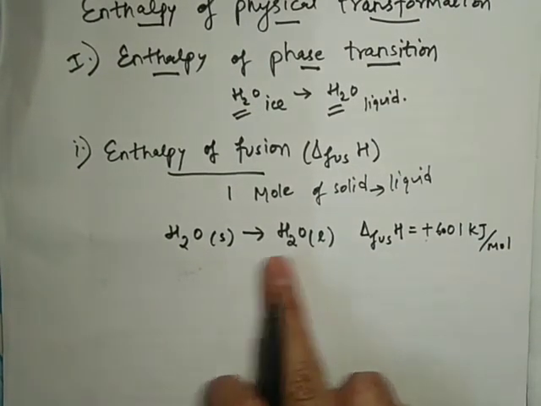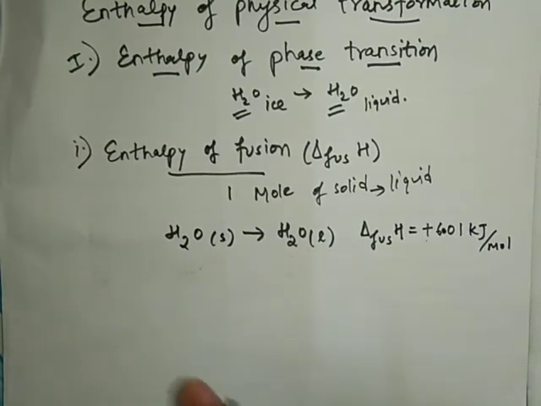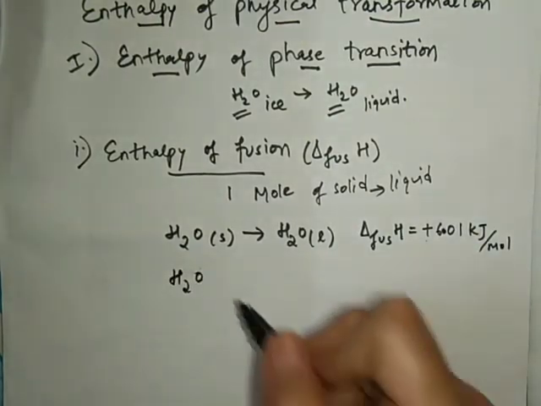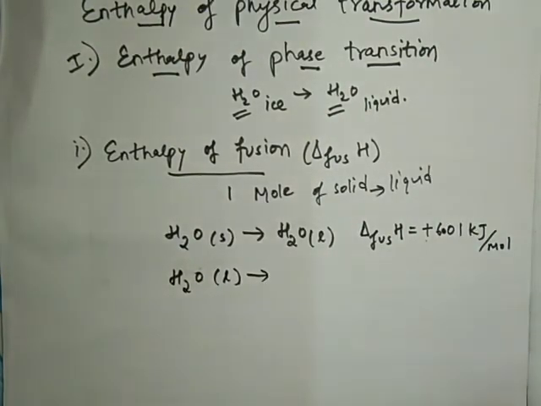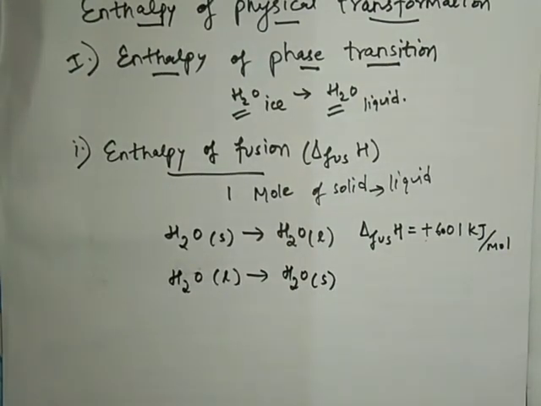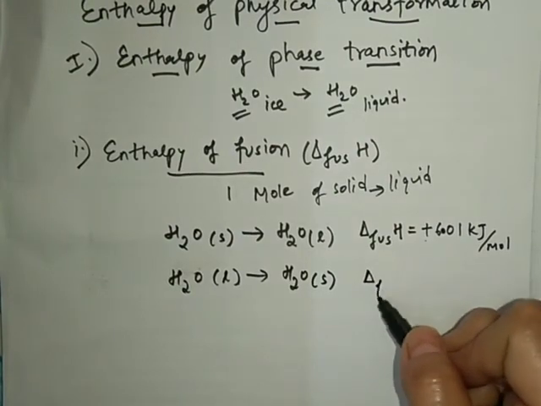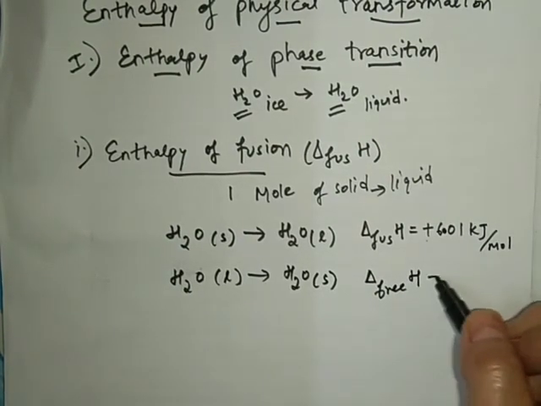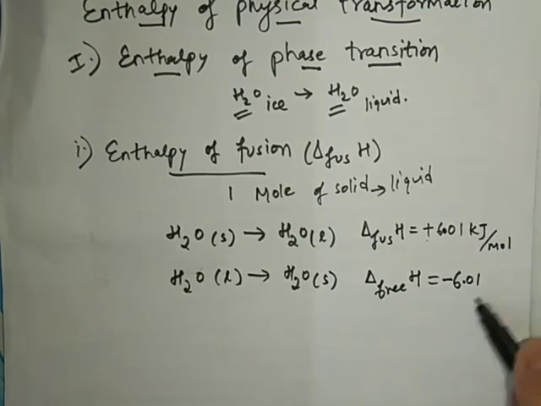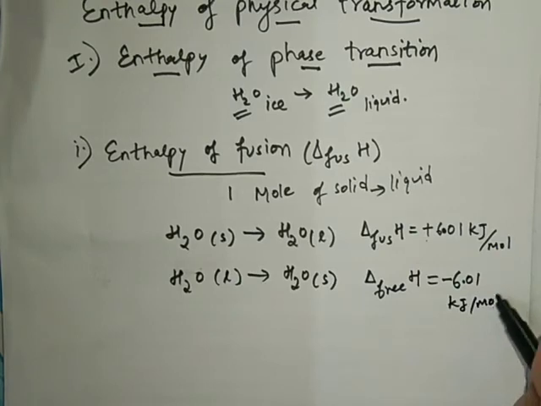If I want to do the reverse of this process, then it is called what? Freezing of the liquid. So when 1 mole of liquid water freezes at 0 degrees Celsius, how will I write that reaction? Water in the liquid state is freezing to ice. And how do we write ice? Water in solid. So the change in enthalpy for freezing will be just the opposite of this. It will be minus 6.01 kilojoules per mole.